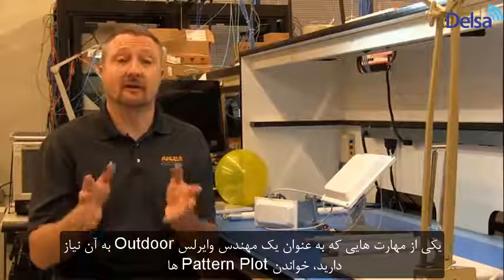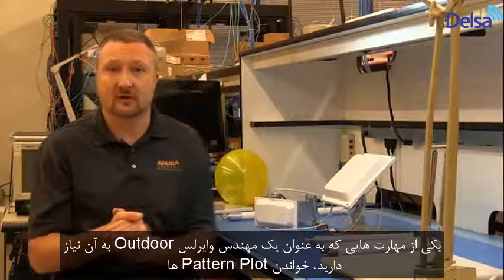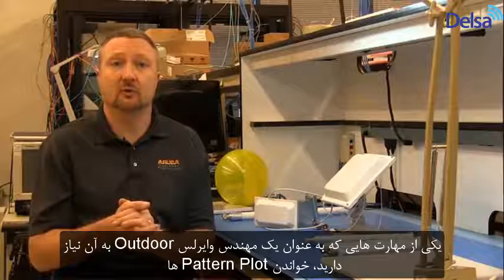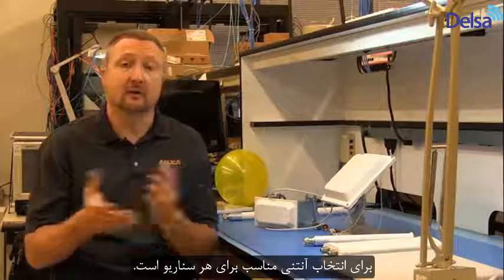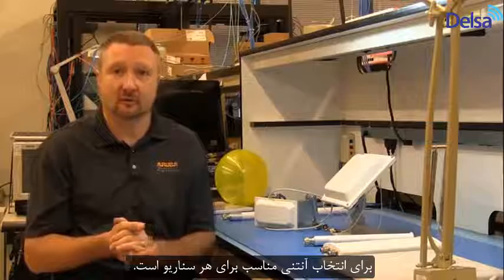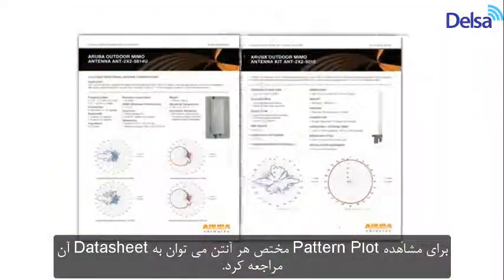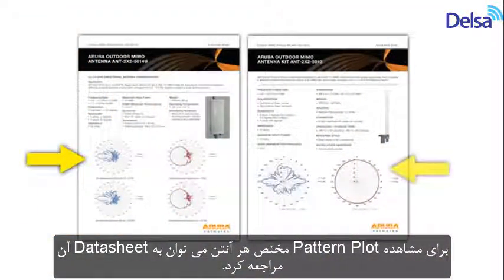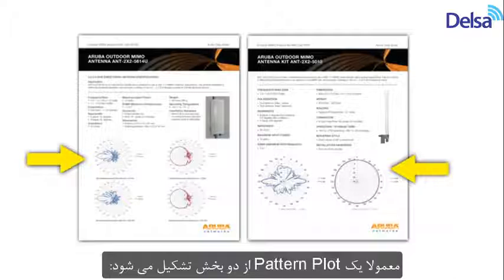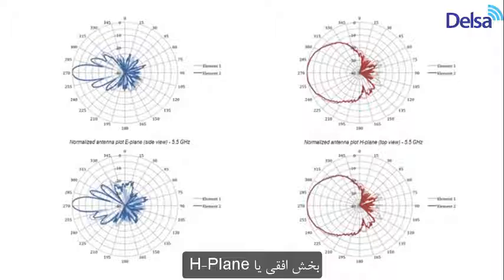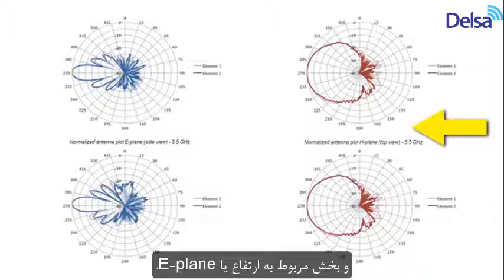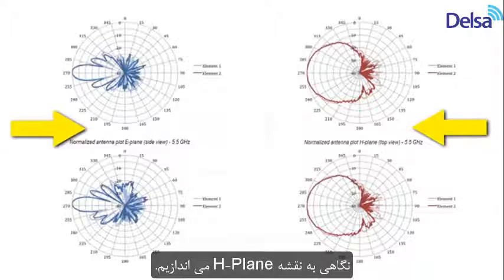So a basic skill that you have to have as an outdoor network engineer is to be able to read antenna pattern plots in order to select the proper antenna for a given deployment. Pattern plots are included on each data sheet for individual antennas that we sell, and they basically have 2 parts. So the first part is the horizontal, or what we call H-plane, and the second part is the elevation or E-plane. So let's look at an H-plane plot.